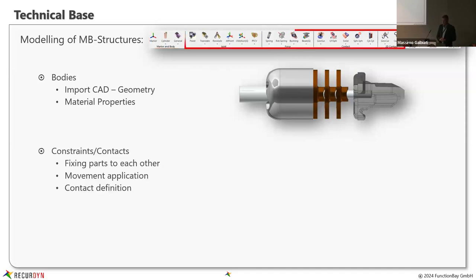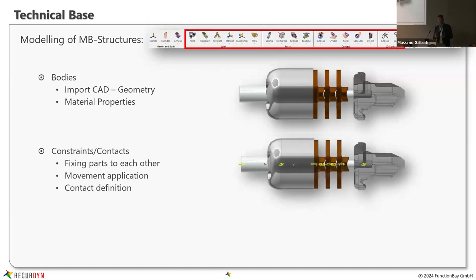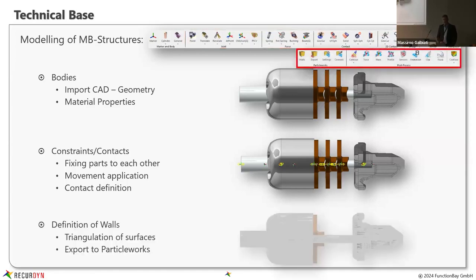But if we simulate this, it will just fall down, so we have to connect it somehow, and we do this with the typical constraints, contacts, forces, and so on, that we have in a multi-body system. And now we have the chance to make a first simulation just to see if the behavior without the fluid is quite good or not. If not, we have to improve it. If it is good, then we can go to the next step, and we define so-called walls.